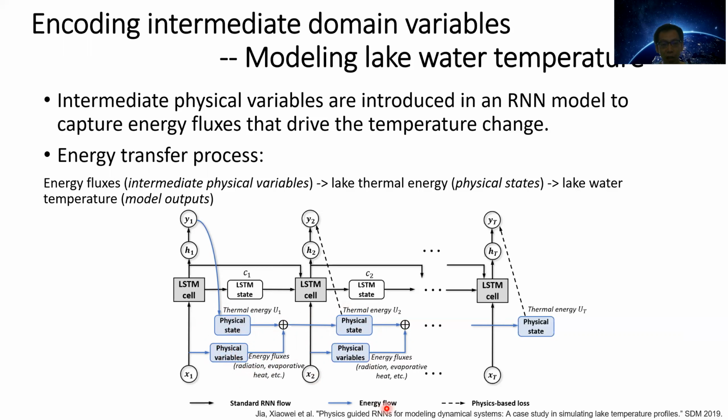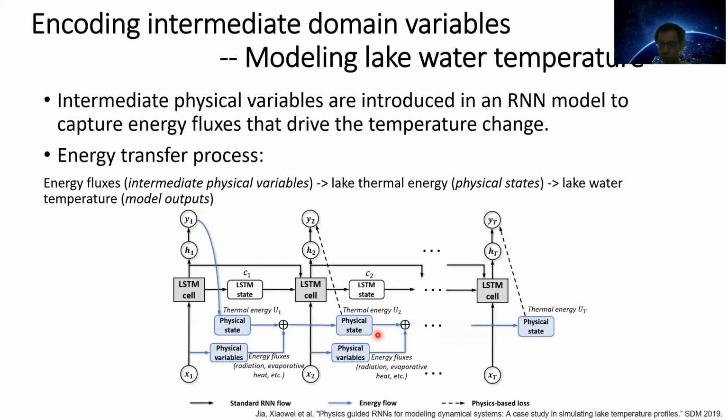By using this energy flow, we're trying to force this machine learning or recurrent neural network model to capture this kind of energy transfer process, which really drives the change of temperature in these lake systems. So that's how we can encode some intermediate physical variables in a machine learning architecture.